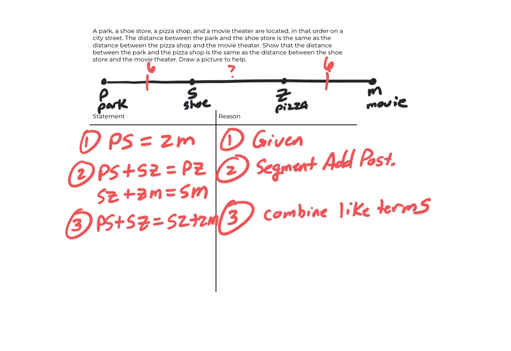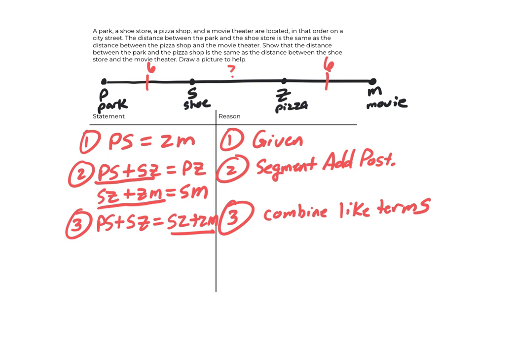Okay, so now here is the last thing. We got to go back up here. Show the distance between the park and the pizza shop is the same as the distance between the shoe store and the movie theater. PS plus SZ is equal to SZ plus ZM, right there, okay?